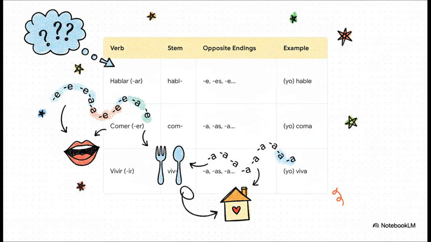And here, you can see that pattern laid out perfectly. So look at hablar, our AR verb. We go from hablo to the stem habl, and then we add those E endings. Hable, hables, hable. Easy. Now for comer and vivir, the ER and IR verbs, we do the exact same thing but add the opposite A endings. So you get coma, comas, coma, and viva, vivas, viva. See? It's totally predictable once you know the trick.